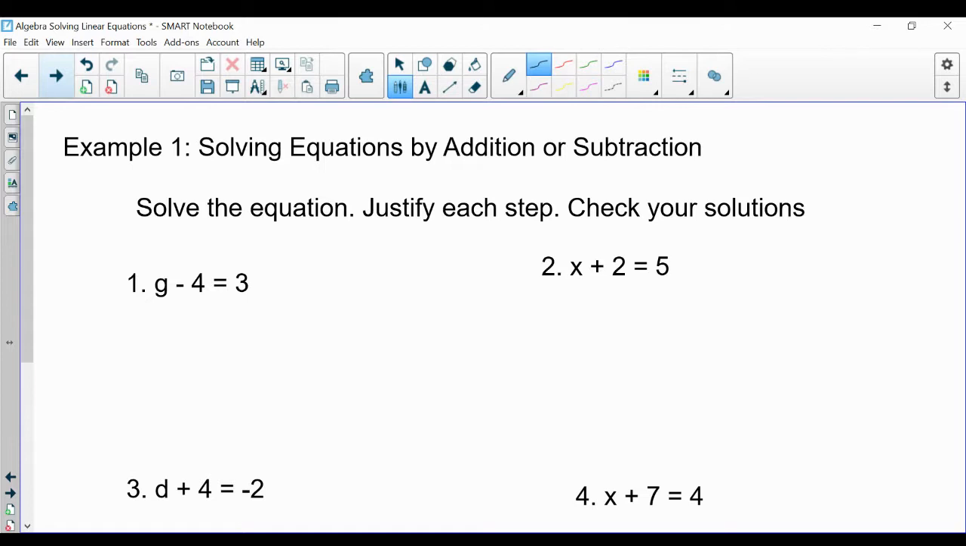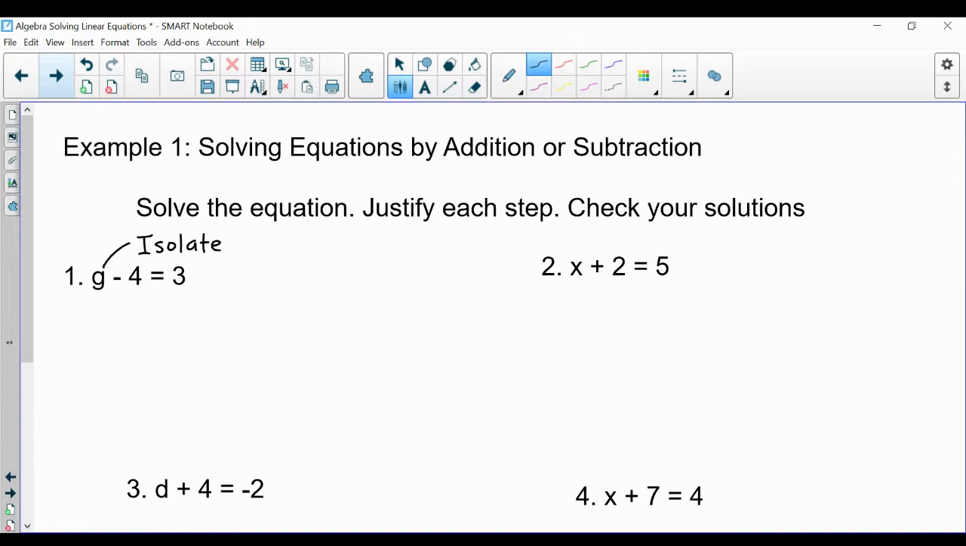It says solve the equation, justify each step, and that means to write down why you did that, and then check your solution. So I'm going to do number 1. I'm looking at it, and I have a negative 4, and I want to get G, so I want to isolate this G right here. So I'm going to isolate G.